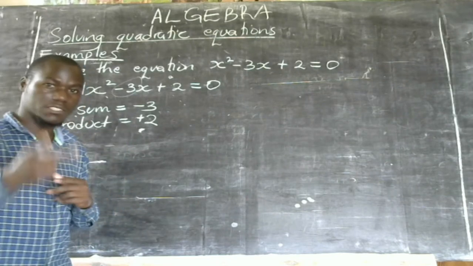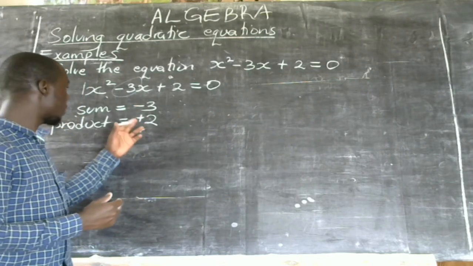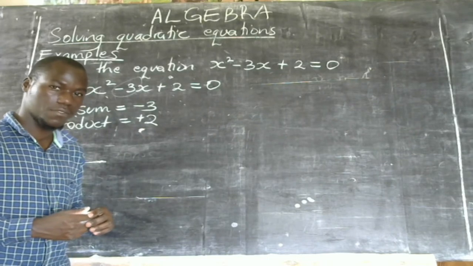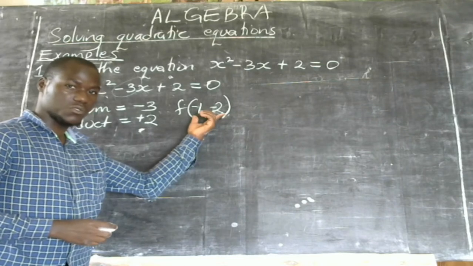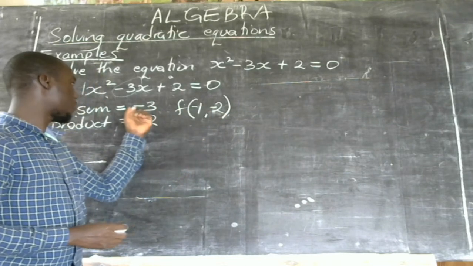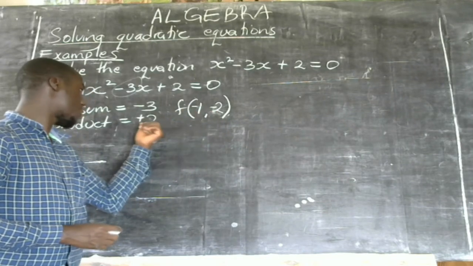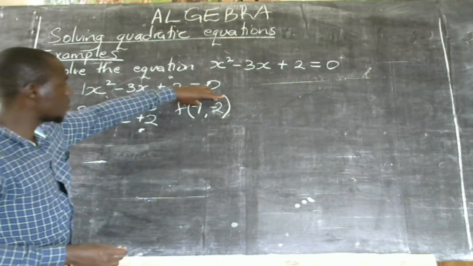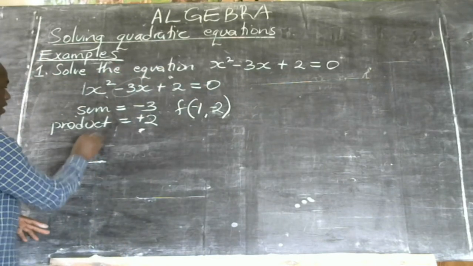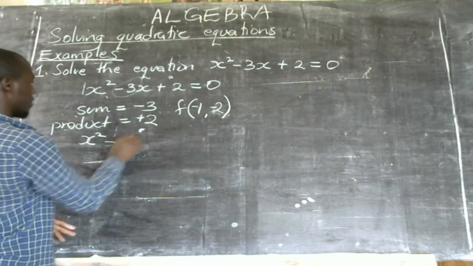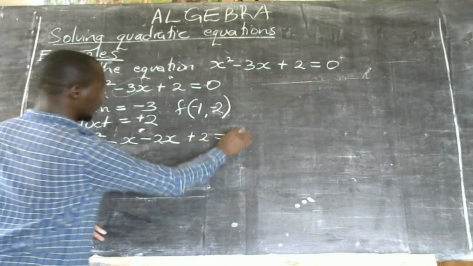So we are going to manipulate those two such that we have a sum of negative 3 and a product of positive 2. When I add negative 1 to negative 2, I get negative 3. When I multiply negative 1 times negative 2, I get a positive 2. So I'm going to get these two factors and substitute them for the sum. This is going to be x squared minus x minus 2x plus 2 is equal to 0.